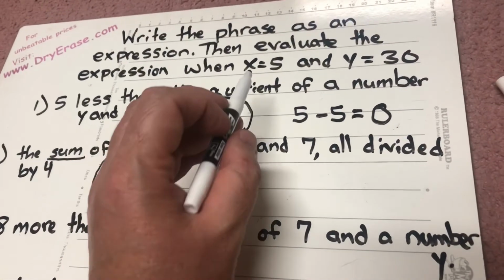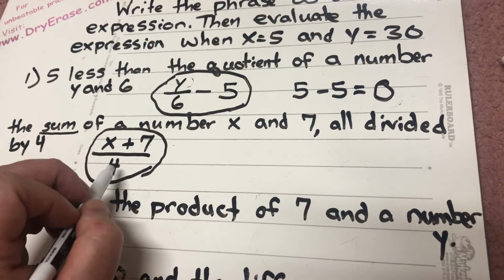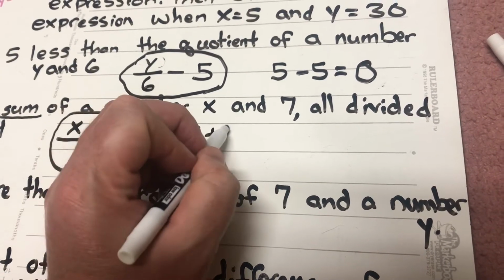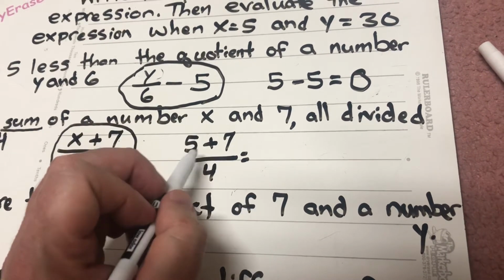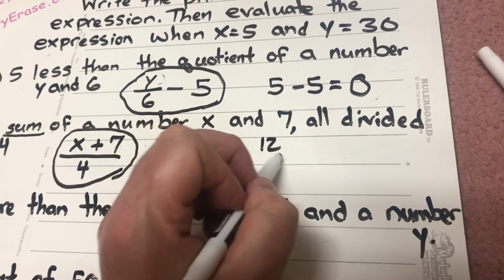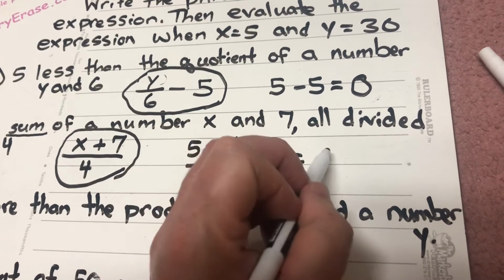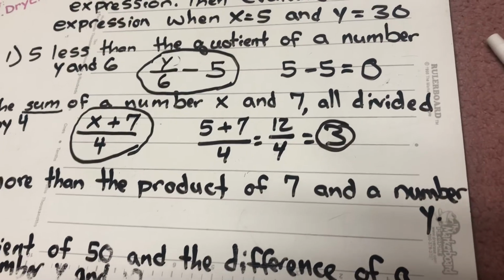Well, it tells me that x equals 5. So this is going to be 5 plus 7 over 4. Well, 5 plus 7, all of that over 4. Well, I know that 5 plus 7 is 12. So it's 12 over 4. 12 divided by 4 is 3. When I evaluate the expression, I get 3.